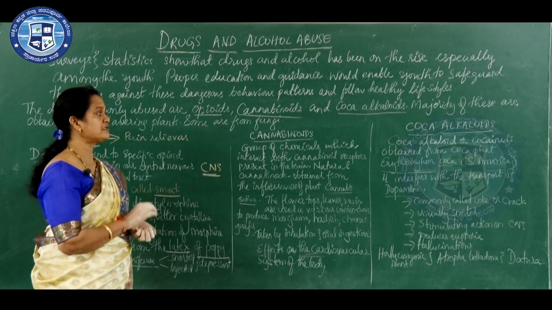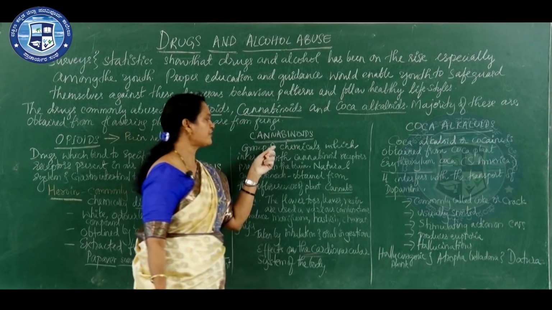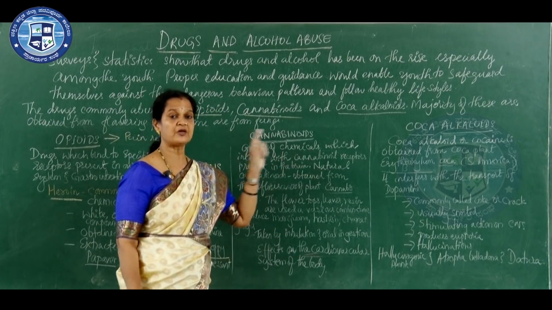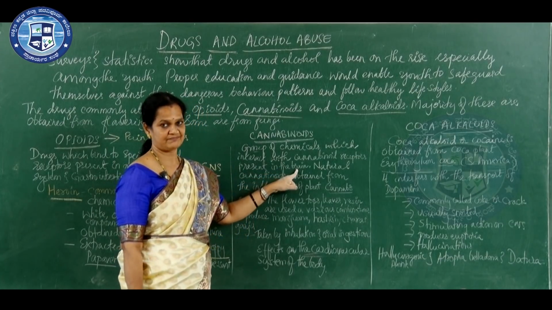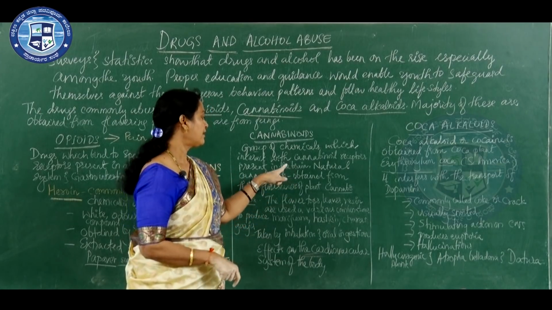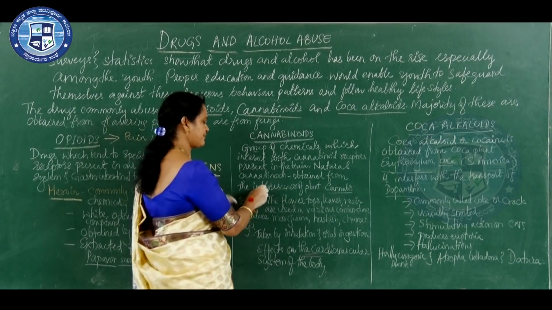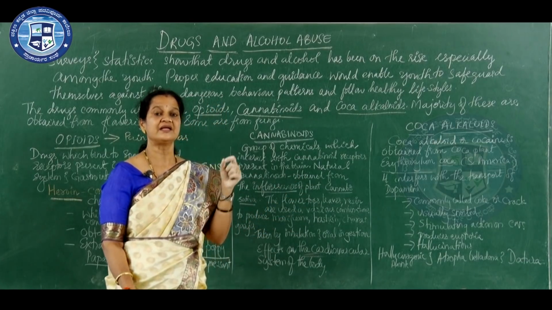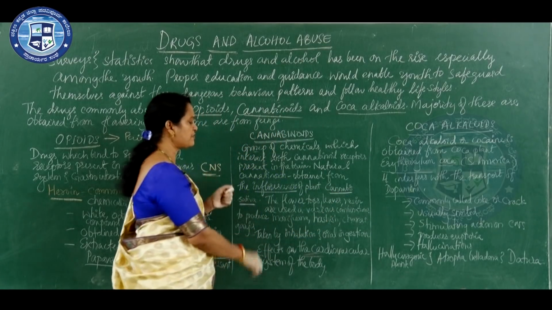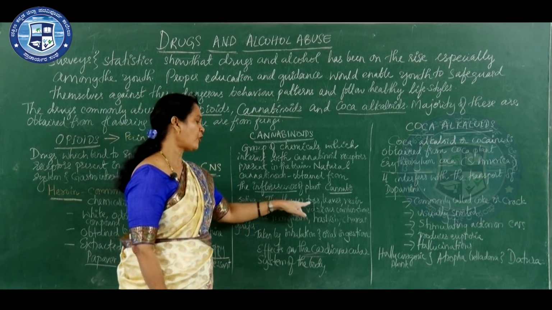Then, another group of drugs is cannabinoids. Cannabinoids are a group of chemicals which interact with cannabinoid receptors in our brain. Natural cannabinoids are obtained from the inflorescences of the plant called Cannabis sativa. The flower tops are used here.